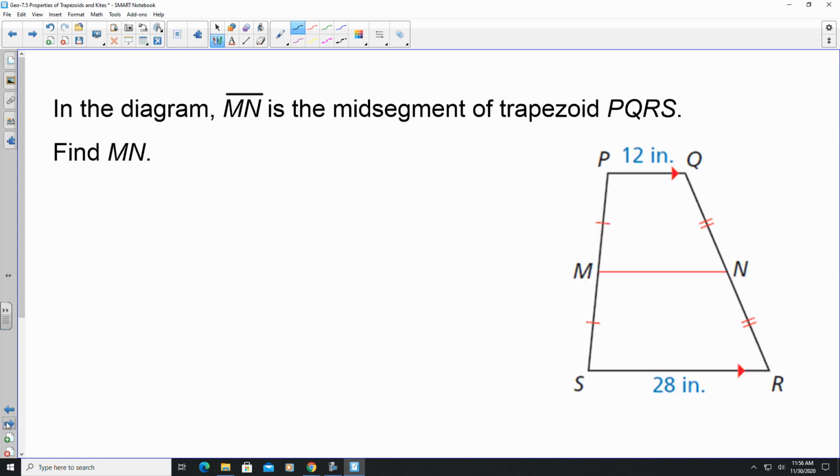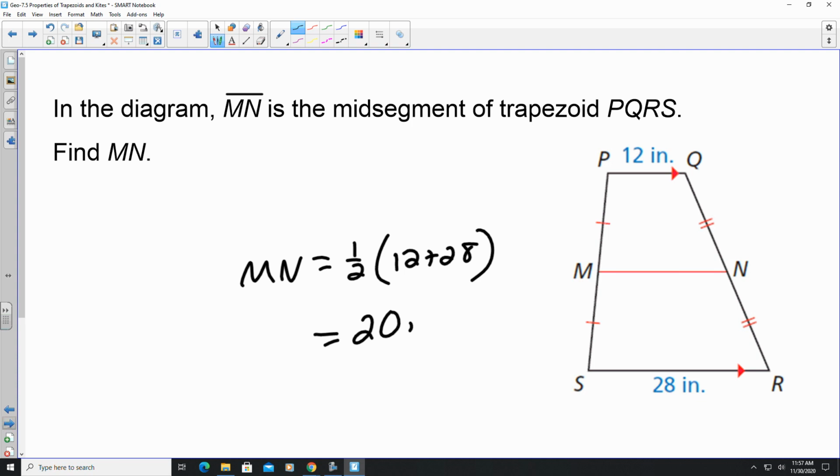So using an example, here it says that MN is a midsegment of trapezoid PQRS. They want you to find MN. So MN is basically going to be 1/2 times the sum of the two parallel lines, which is 12 plus 28. 12 plus 28 is 40. Times 1/2 is 20, and it was inches. So MN would be 20 inches using the midsegment theorem.